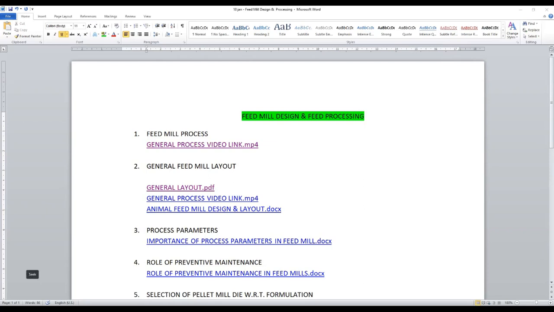This is an aerial view of a feed mill, cattle feed plant. Generally, the process is almost the same. There are few process and formulation changes in poultry and cattle feed. We'll discuss in general regarding the feed mill process. Here, this is a process flow diagram of a general feed mill.